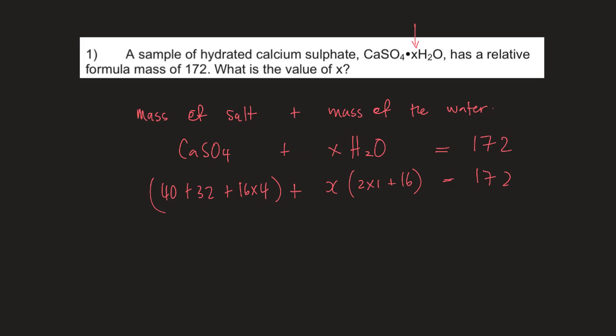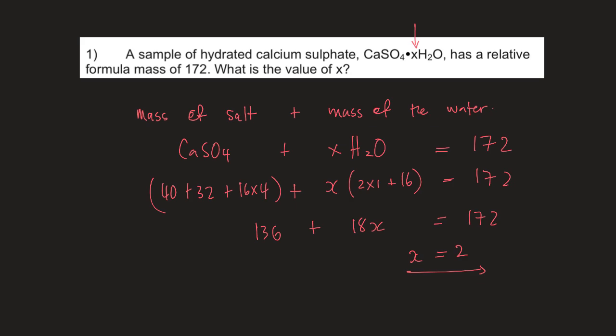Okay, so we'll come back to that. So what I've got is 136 plus 18x is equal to 172. And then like terms, unlike terms, move things over. And then x should be equal to 2. So that's one type of question where you work it out like that.